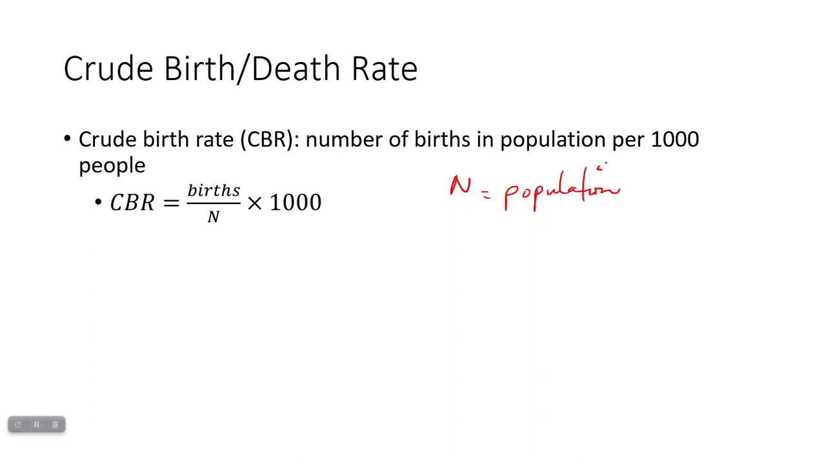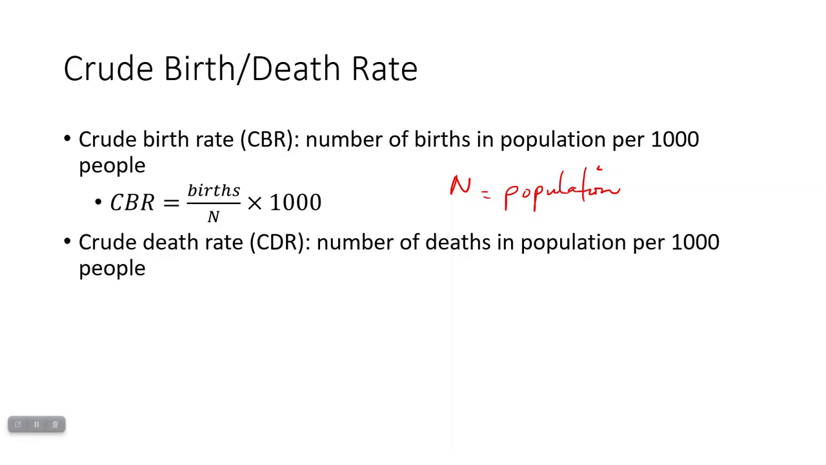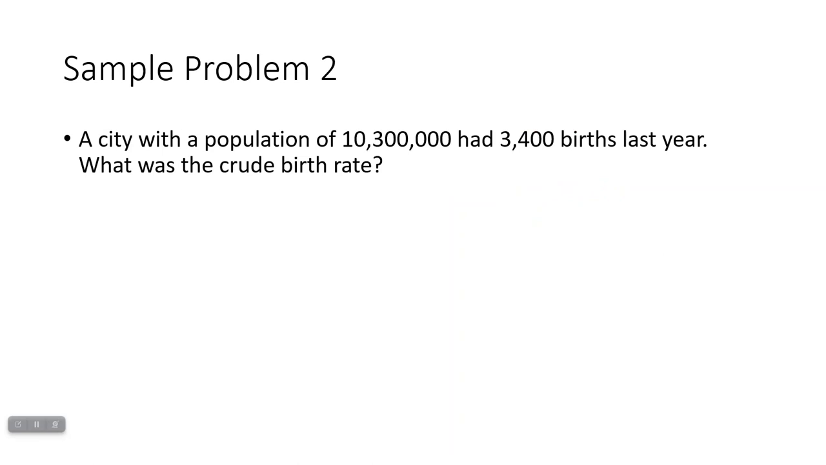This is another equation you have to memorize for the AP test. Sorry, if they change the AP test sometime soon, we'll lobby for a formula chart. But until now, you've just got to memorize it. All right, crude death rate, or CDR, is the same, except it's the number of deaths in the population per 1,000 people. So let's do a sample problem now.